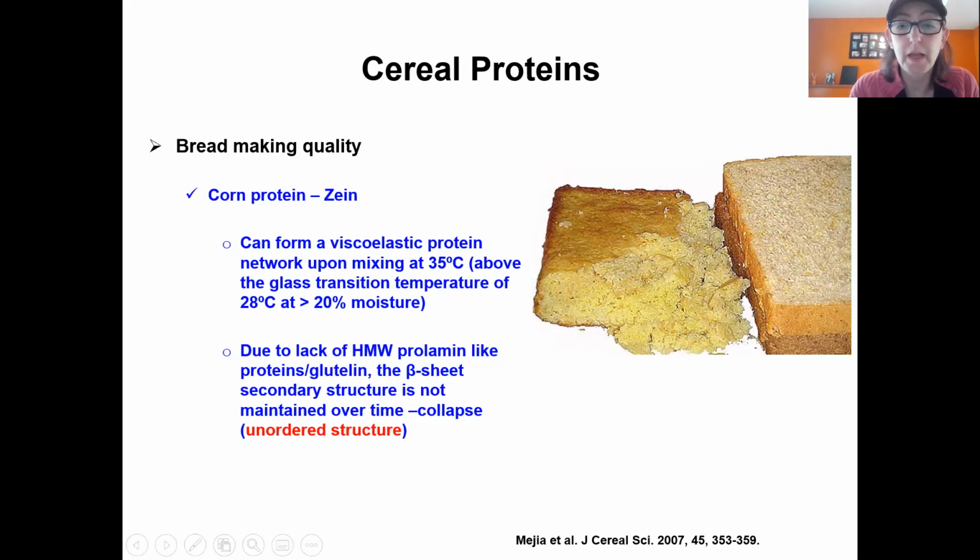So in this research here, Mea et al. looked at the secondary structure of the dough after formation and when they let it rest. They noticed that the beta sheet formation is not stable over time. So you lose beta sheet over time. That's an indication of instability of the network. And therefore, when you bake it, it just crumbles and does not hold the gas. So it basically collapses due to unordered structure.